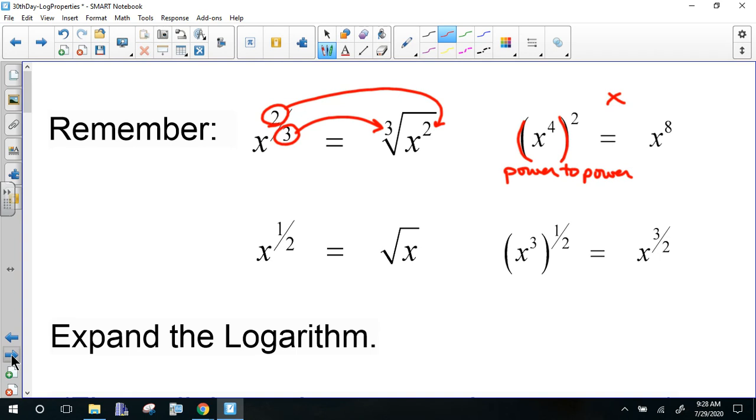Here's another example. We have x to the 1/2. The 2 becomes our index. To make that a square root, we just never write the 2 because the radical is known to be a square. The exponent 1 stays there. We just never write 1 as an exponent. Again, if you have power to a power, two exponents separated by a parenthesis, you multiply.